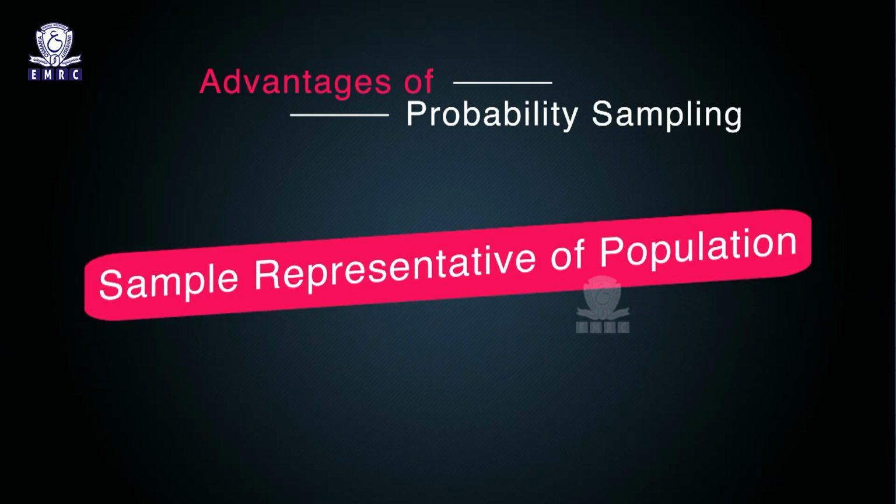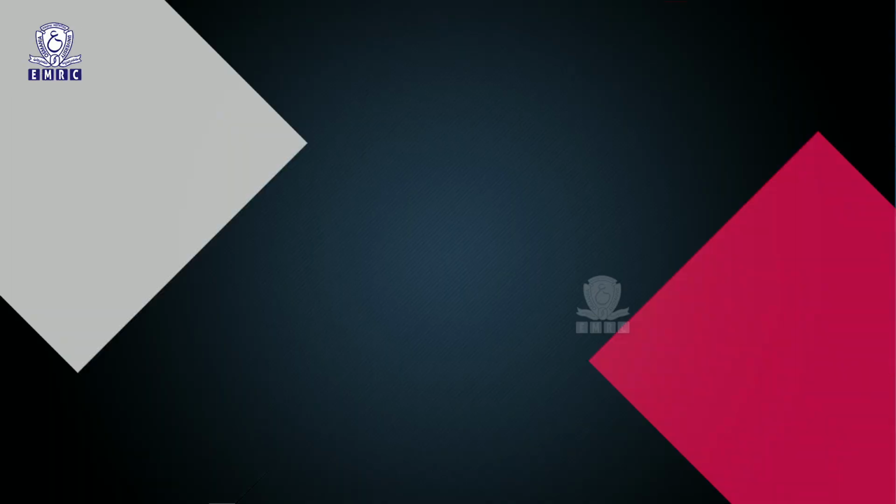Sample representative of population. Probability sampling uses random numbers, which ensure that the samples vary as much as the population itself.